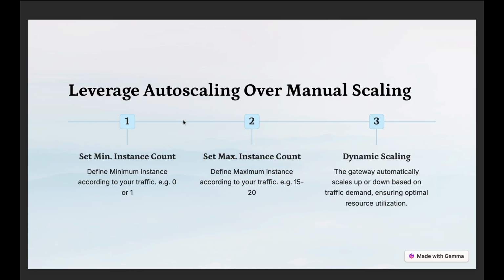Next, leverage autoscaling over manual scaling. In Application Gateway we have manual scaling and autoscaling, and we should use autoscaling wherever possible. Autoscaling enables you to use only the capacity units which are required at that particular time and helps us in not over provisioning our resources. On this side we configure the minimum instance count, like from 0 instance to 1 instance, and the maximum instance count, that is how much it can scale to, and then it automatically scales up and down according to your traffic demand, ensuring optimal resource utilization. We are going to check all this in practical in Azure later on.